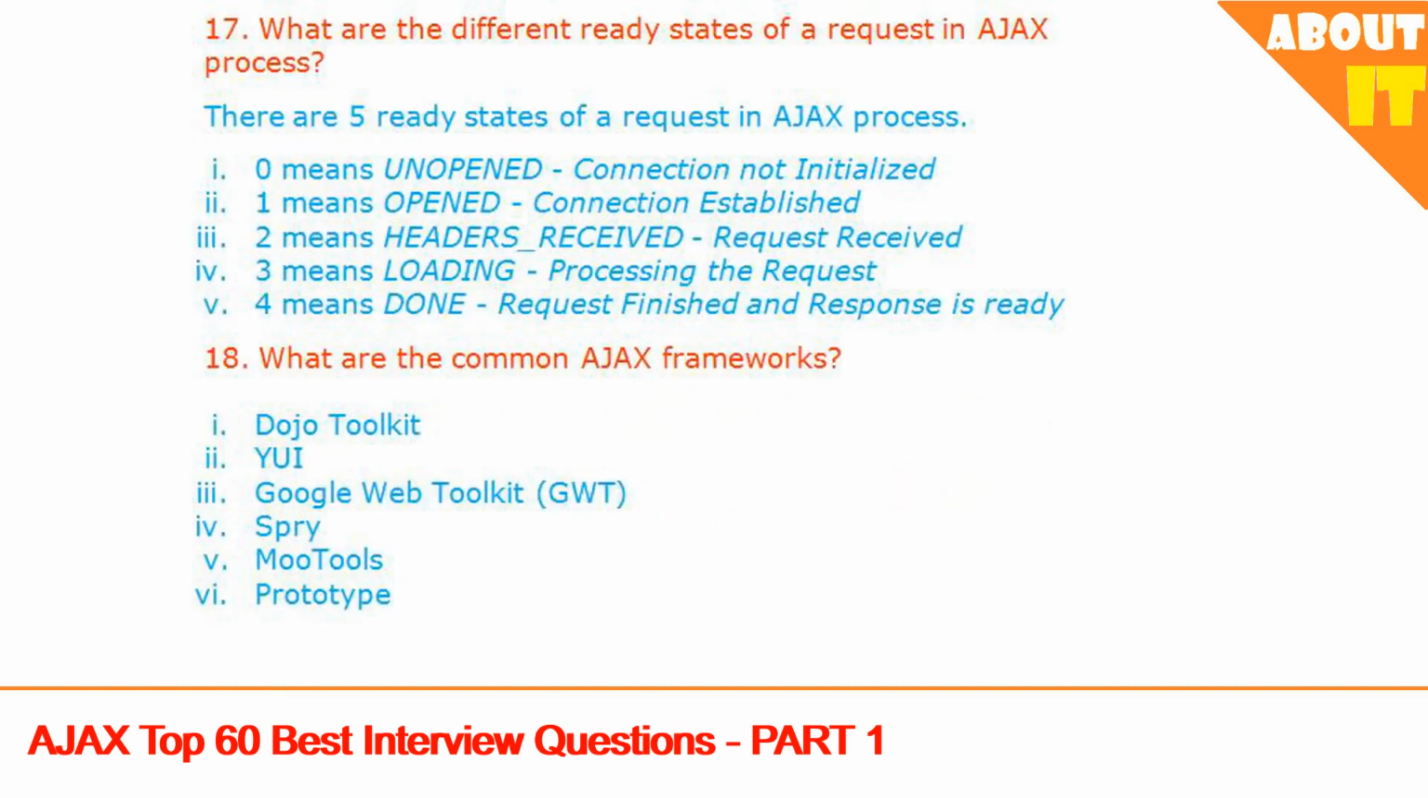17. What are the different ready states of a request in AJAX process? There are 5 ready states of a request in AJAX process. 0 means unopened, connection not initialized. 1 means opened, connection established. 2 means headers received, request received. 3 means loading, processing the request. 4 means done, request finished and response is ready.